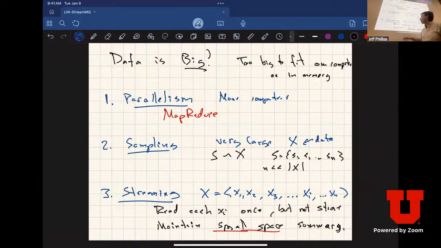And the idea of how I can maintain a small space summary of the data is now showing up in a lot of scaling up machine learning algorithms to these very large scales of data that you actually have to run them on. So this is taking on a lot of interesting roles.